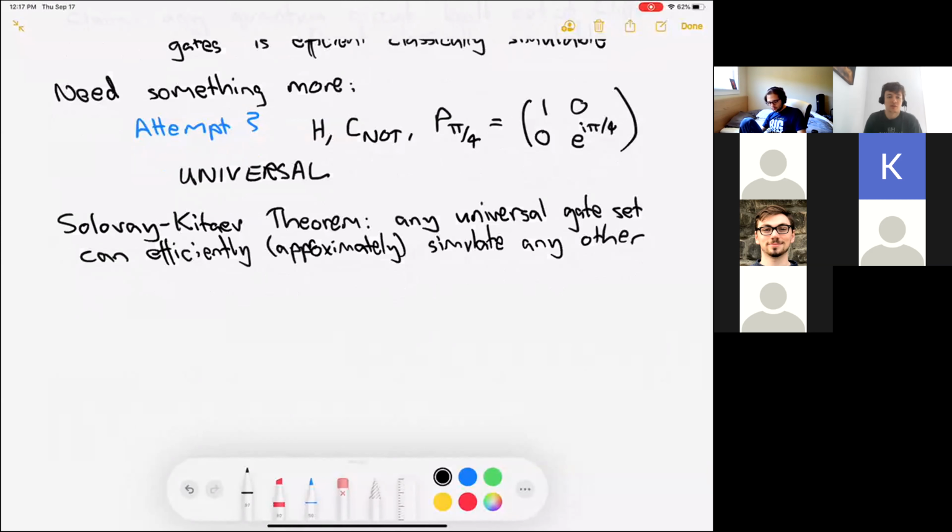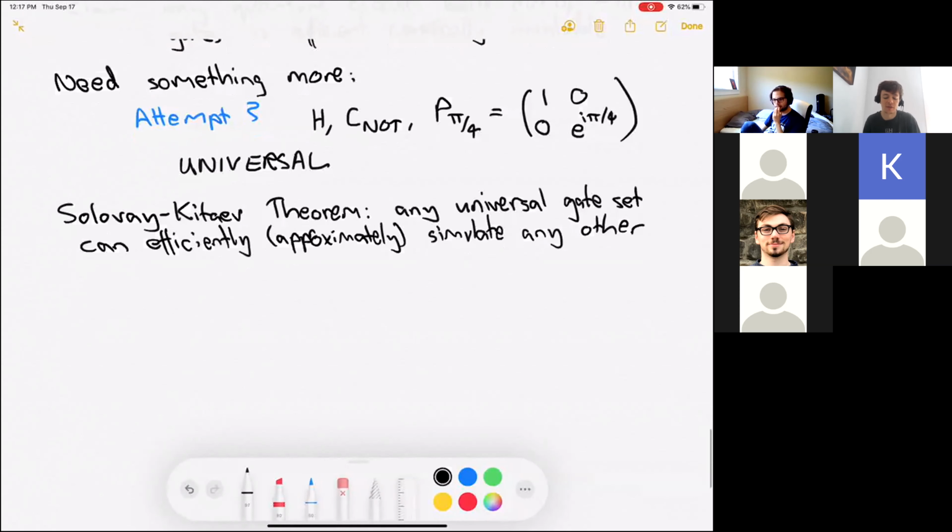Does approximately here mean to arbitrarily good precision? Yeah, the error is exponentially small in the linear overhead. Like if I have universal gate set 1 and I want to approximate universal gate set 2, the question is how efficiently can I approximate the gates in gate set 2? I can do so with an error that decays exponentially with the number of gates that I use from gate set 1. So it's really very efficient.